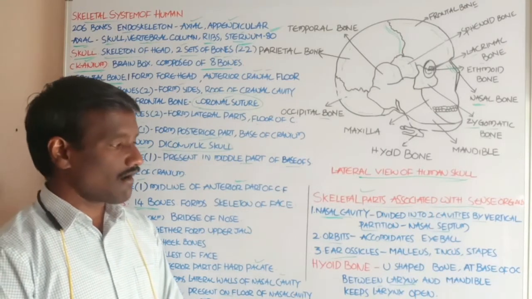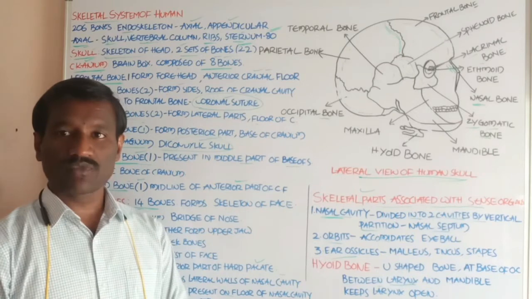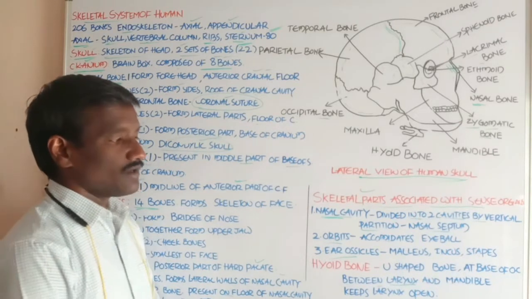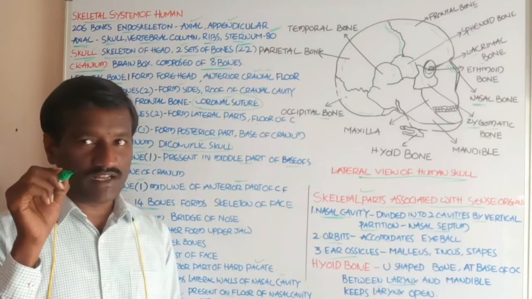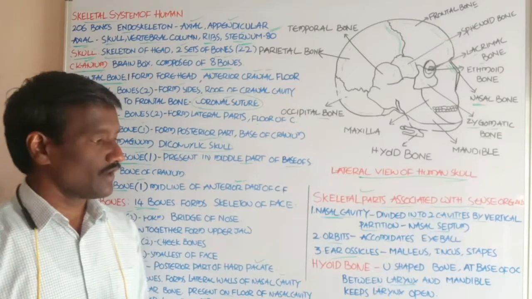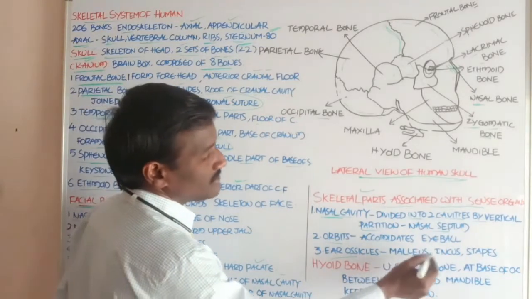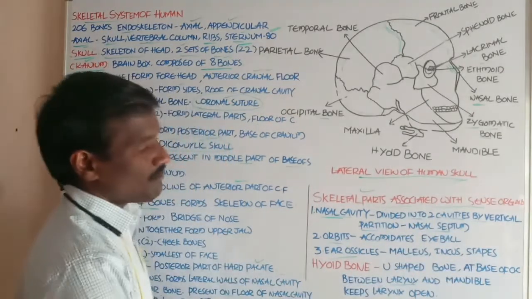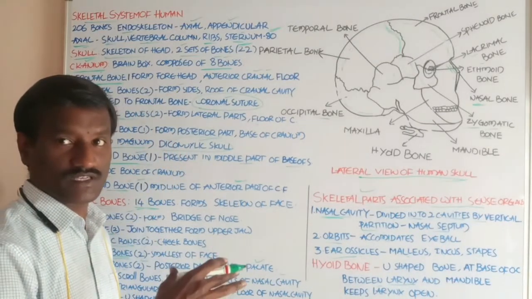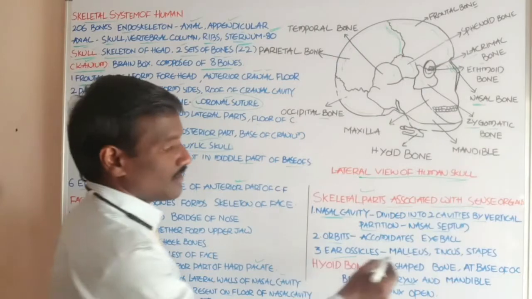These are ear ossicles present in the middle ear. Okay student, they are three tiny bones, the smallest bones present in the middle ear. These are malleus, incus, stapes. These are the modifications of other structures.